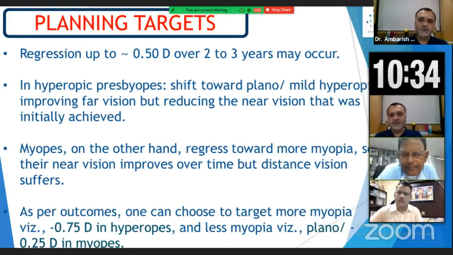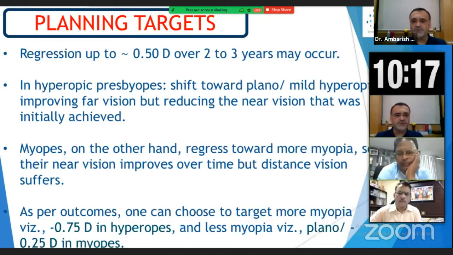Same as a hyperopic patient shifted towards more myopic patients. In myopia, I would prefer doing the wavefront of that patient, understand the spherical aberrations you will be inducing in those eyes, and preferably then I would like to modify the treatment.